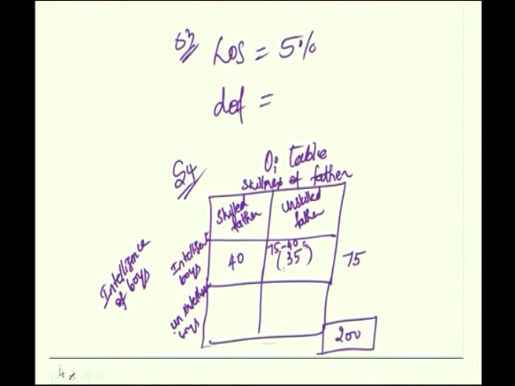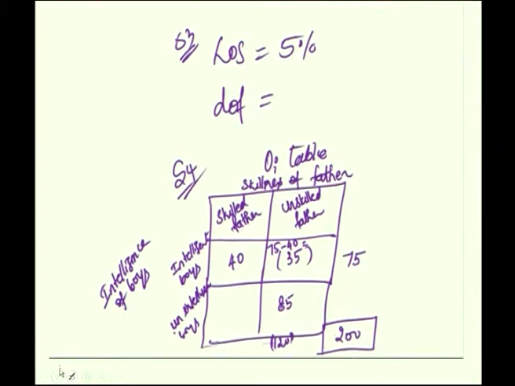Unintelligent boys and unskilled fathers, this is 85. When this is 85, this total will be 35 plus 85, which is 120. I am just putting it in bracket because the bracket shows that you are calculating these values using the information given in the question. Now, this is 120 and this total is 200.